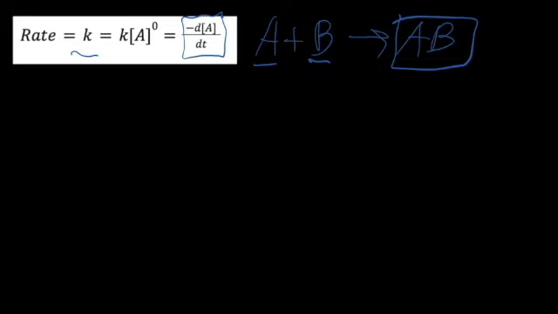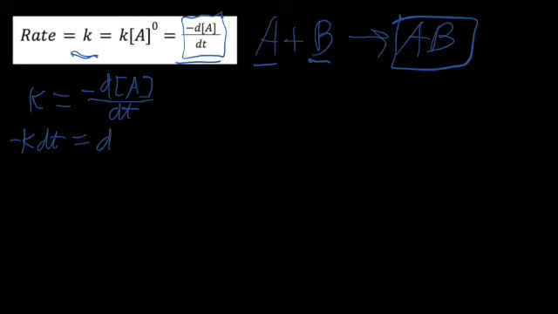So what we can say, first off, is taking this K and this negative derivative of the concentration of A with respect to T, we can set them equal to each other. So K equals negative d concentration of A with respect to T. And then what we can do is called a separation of variables, because this is a differential equation. So we can multiply dt over to the other side, and so we can say K dt, and we can move the negative sign over as well. So negative K dt equals d concentration of A.